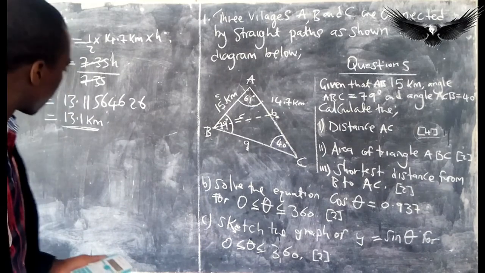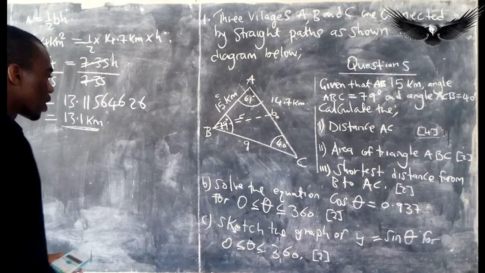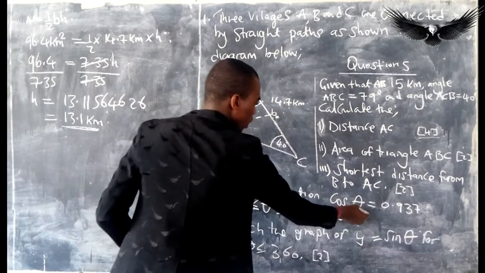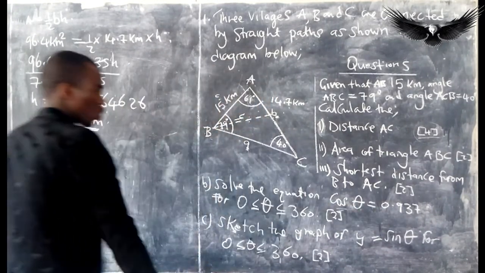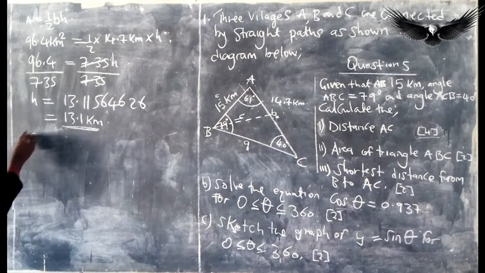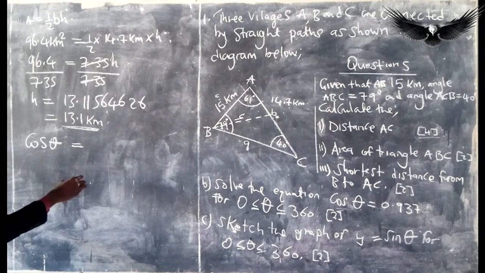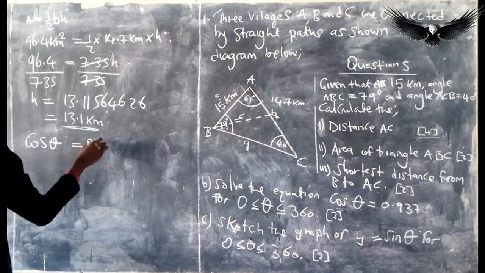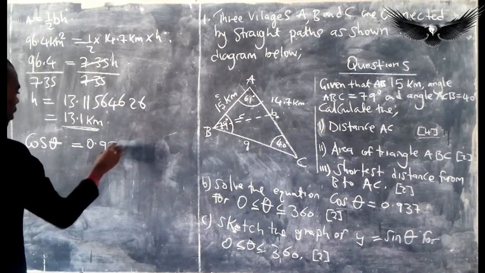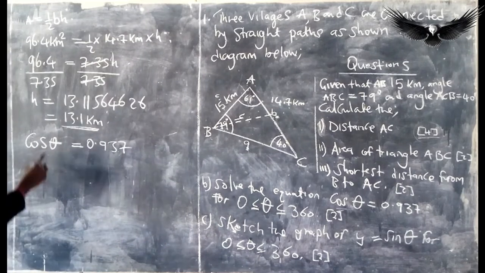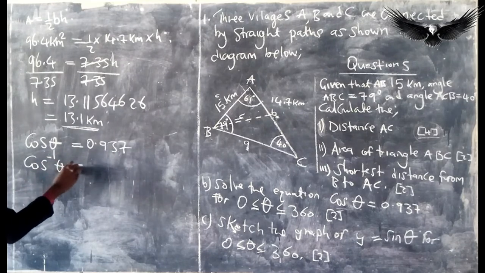Alright, let's proceed. We go to the next question, which says solve the equation cos theta is equals to that one. So what you're going to do is you are just going to write this one. Cos theta is equal to 0.937. So if you want to find this theta here, this theta means an unknown angle. So if you want to know that angle, you're just going to say cos inverse of 0.937 is equal to.